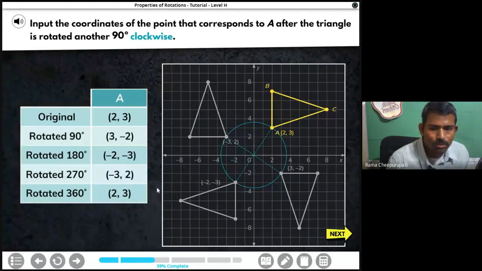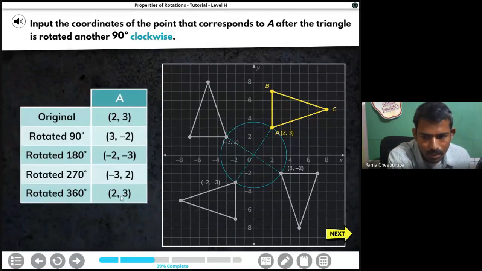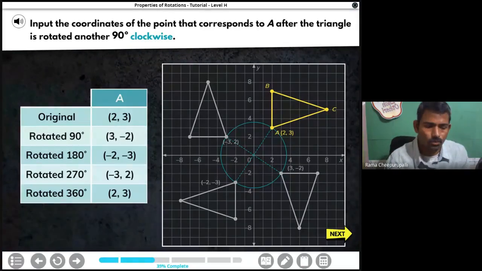So when I do it one more time, the -3 from 270 becomes +3, and then I swap them back. When I swap them back, I get (2, 3). You see, the first one was the original, and we got (2, 3) again. So when you turn it 360 degrees, you're going to end up at the same place. Just like in triangles, 90, 180, 270, and then 360, then it comes back to the actual place.